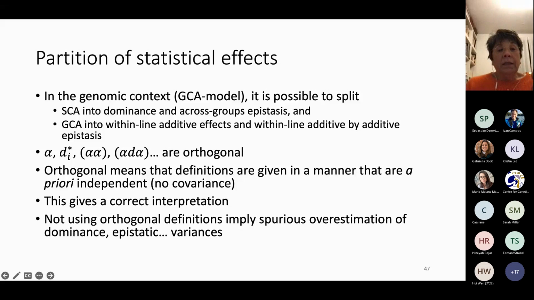Alpha, so the statistical additive effect, the dominant statistical effect, and all the epistatic effects are orthogonal. Orthogonal means that the definitions are given in a manner that a priori they are independent, so we don't have covariance. This gives a correct interpretation. If you don't use orthogonal definition, you can have a spurious overestimation of dominance or epistasis variances. So it's important to use a model where you know that you have an orthogonal definition of the different components.